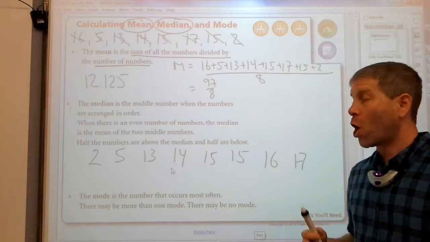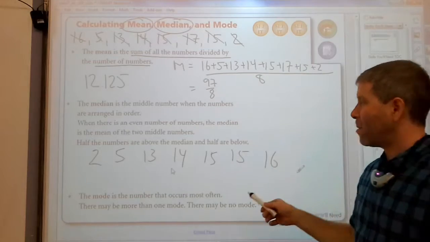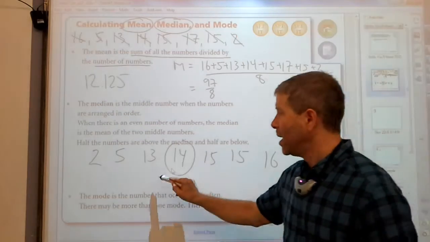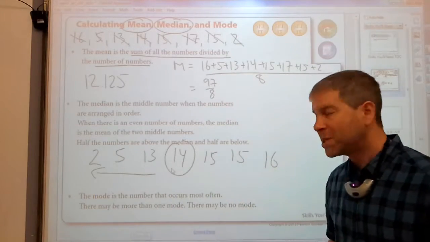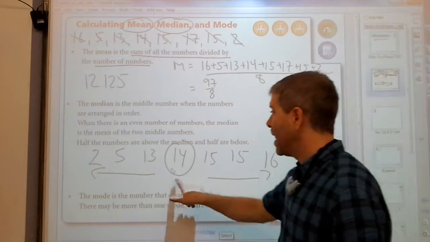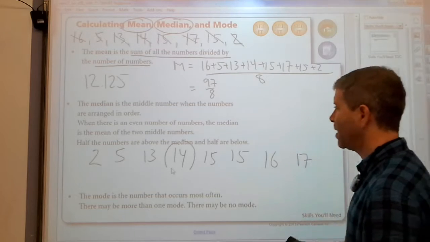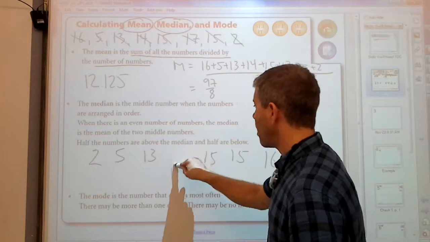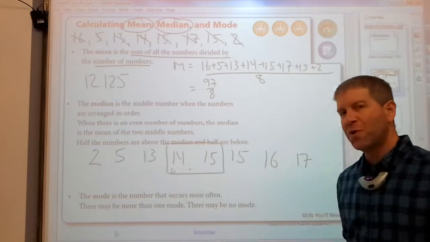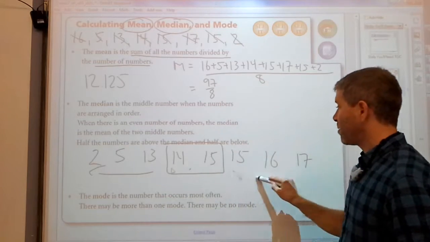If we happen to have an odd number of numbers, let's say we didn't have the 17 there, and we only had 7 numbers, well, the median would be the middle number. So the median would be 14. There are 3 numbers to the left of 14, and there are 3 numbers to the right of 14, so 14 would be the median. However, in this case we had another number. We had 17, so 14 is not our median, and our median has to involve these 2 numbers here, because there are 3 to the left and 3 to the right.